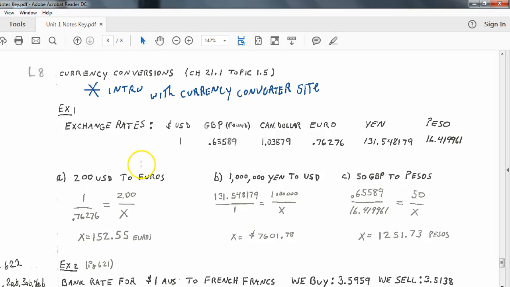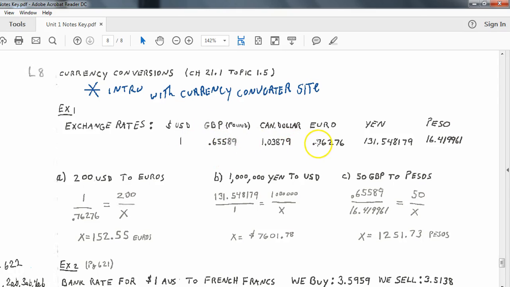For our last lesson of Unit 1, this is Lesson 8, we are just looking at currency conversions, so exchange rates and exchanging money from one currency to another. We're not going to look at the currency converter site in the video. That's something we'll go through in class. It's kind of cool. It just shows you up-to-date exchange rates.